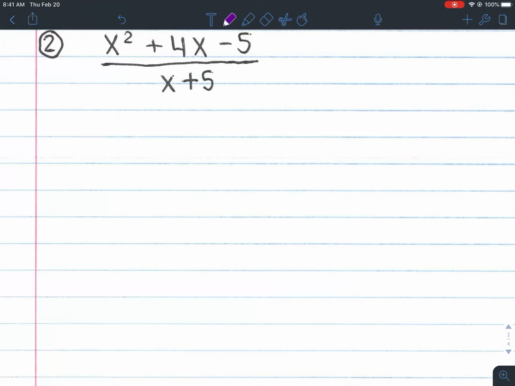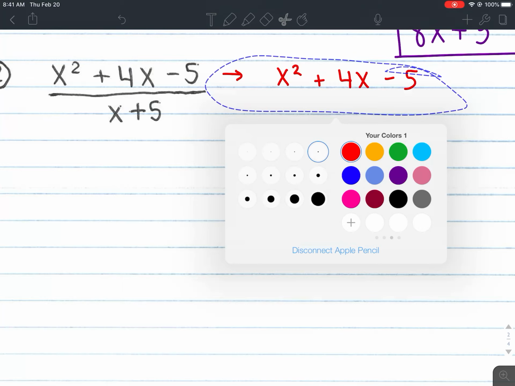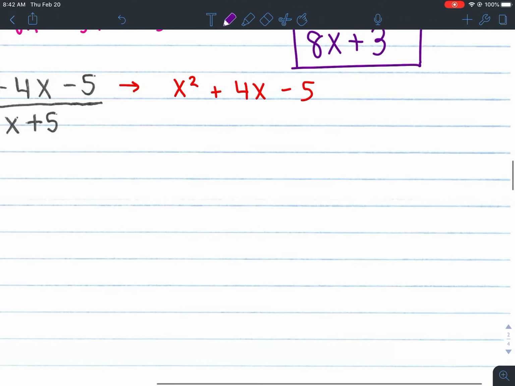Okay, so the first thing you want to look at is you want to factor the front part of your fraction, or the first part, which is going to be this top part here. X squared plus 4x minus 5. Let me go ahead and make this a different color so it doesn't merge in with the other problem. Okay. First thing I always check for is a GCF. I don't have one other than 1, so then I move on to my AC method.